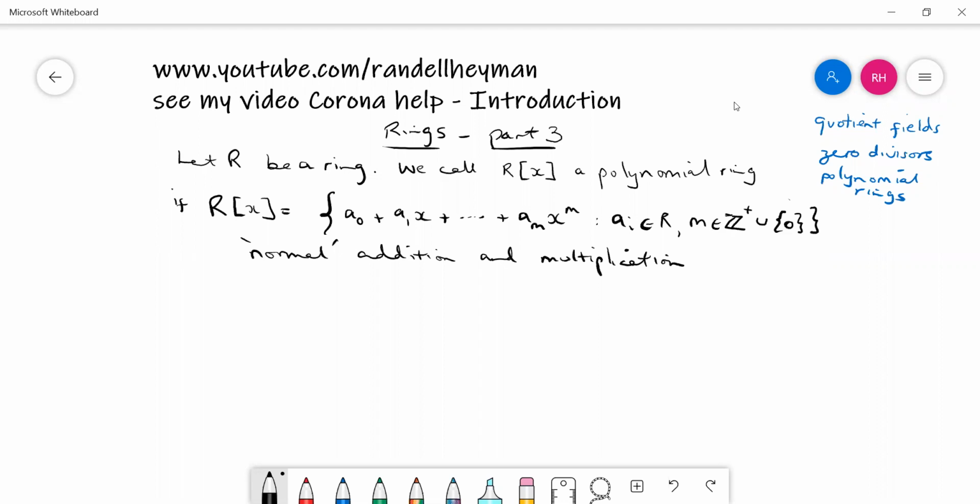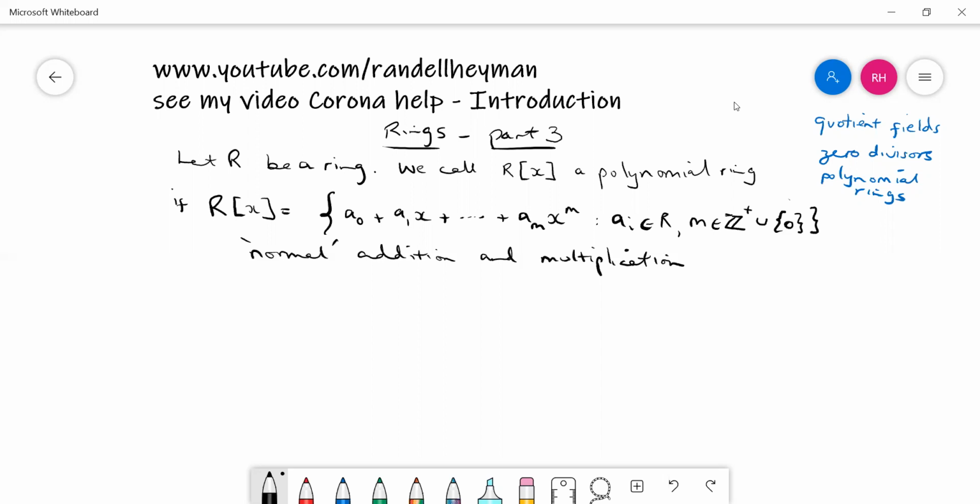So we're up to rings part 3, and finally we've got to answering one of the 3 specific questions that a teacher in California asked me, polynomial rings. So let R be a ring. I'll give a couple of examples soon. So R is a ring. Think here just the integers.